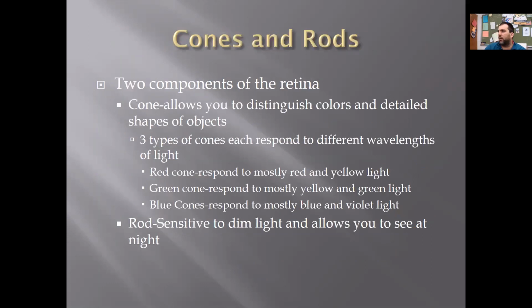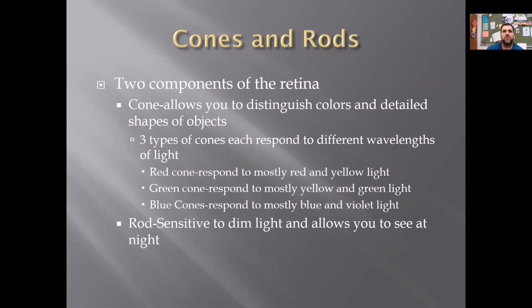Now, how do we see color? We talked about the retina yesterday. The retina is the inner lining of the eyeball. It is composed of millions of cells. On your homework today, you'll need to Google how many rods and cone cells make up the retina. I will tell you it's an extraordinary number. There are two components of the retina: cone cells and rod cells.